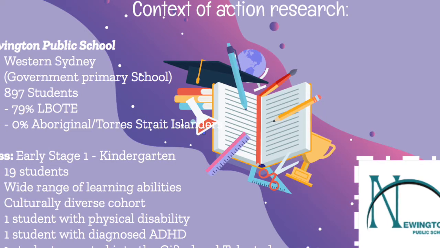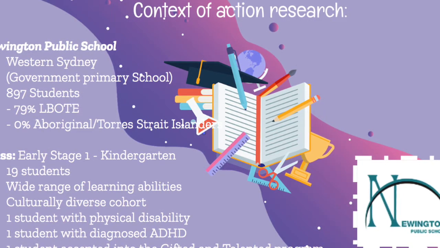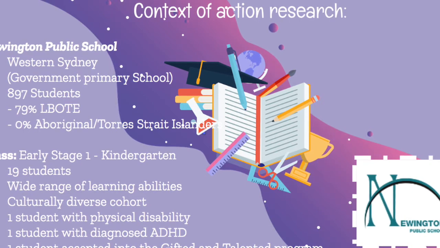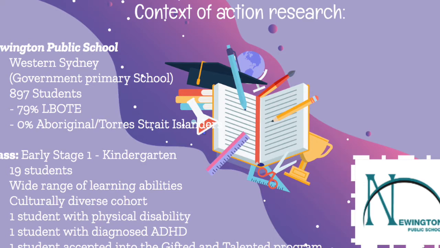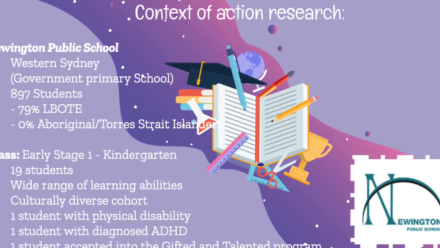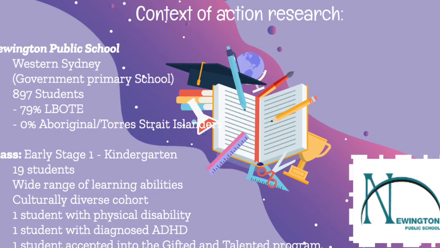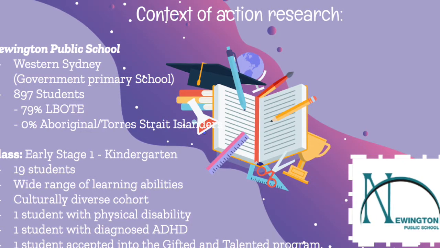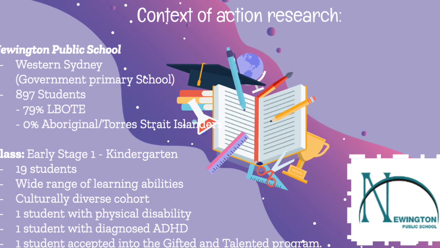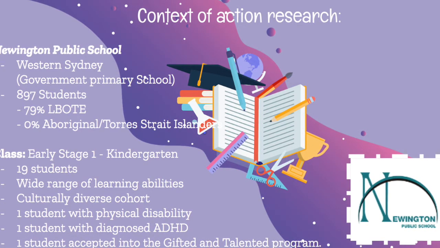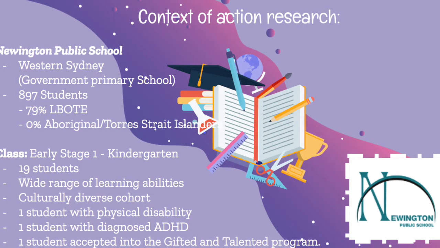During my 6 weeks of practicum at Newington, I was allocated to an early stage 1 kindergarten class called KM, which was largely diverse in terms of multiculturalism and had a variety of learning abilities as students were being introduced to their first year of learning. The class was on a smaller side, only having 19 students, and I had one student with physical disability, one who had been diagnosed with ADHD, and a student who was recently accepted into the Gifted and Talented program.